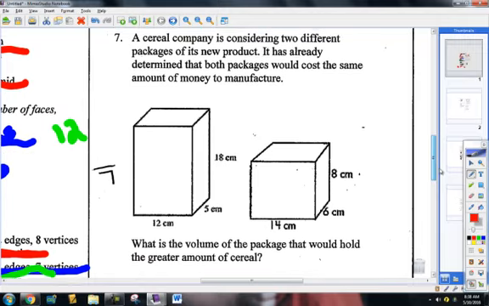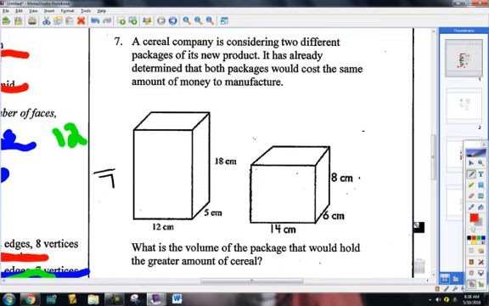Now, number 7. It's going to be worth 7 points, so pay attention. A cereal company is considering 2 different packages of its new product. It has already determined that both packages would cost the same amount of money to manufacture. Okay, so the package costs the same. So now what they want to do is figure out which one's going to hold more, because if the package itself costs the same, wouldn't you want to use the box that actually holds more cereal so you could sell it? Does that make sense? Obviously, if they cost the same, right?